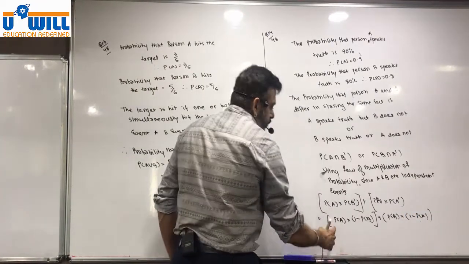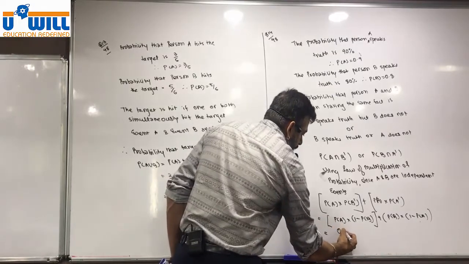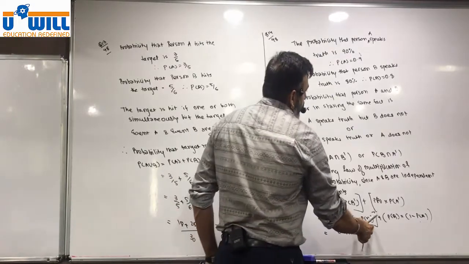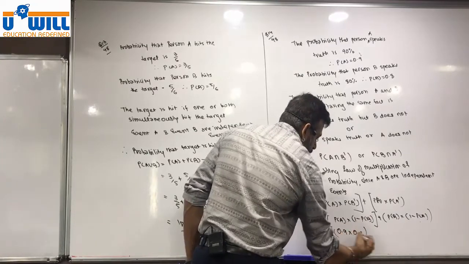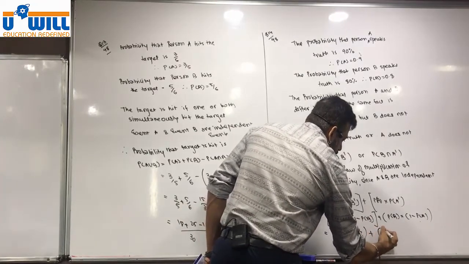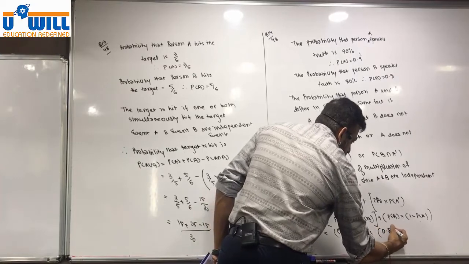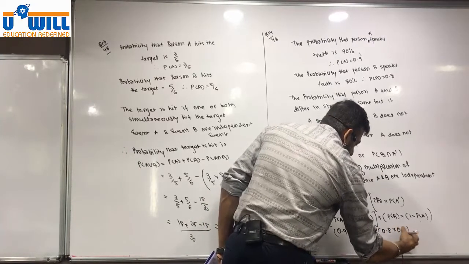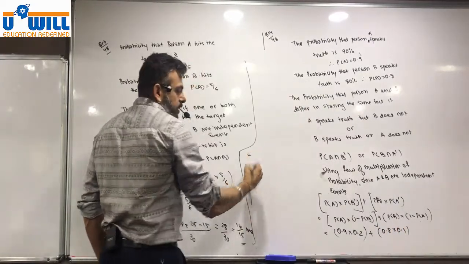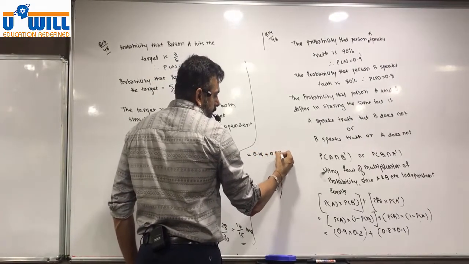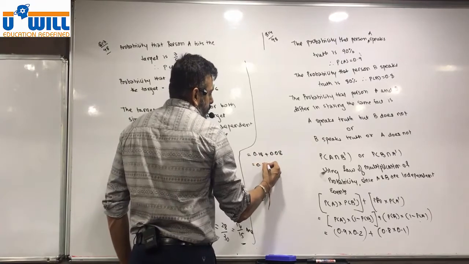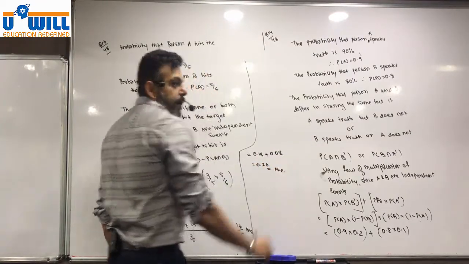which is equal to P of A is what? 0.9 into 1 minus P of B is 0.2 plus P of B is 0.8 into 0.1, which is equal to 0.18 plus 0.08, 0.26. Answer.